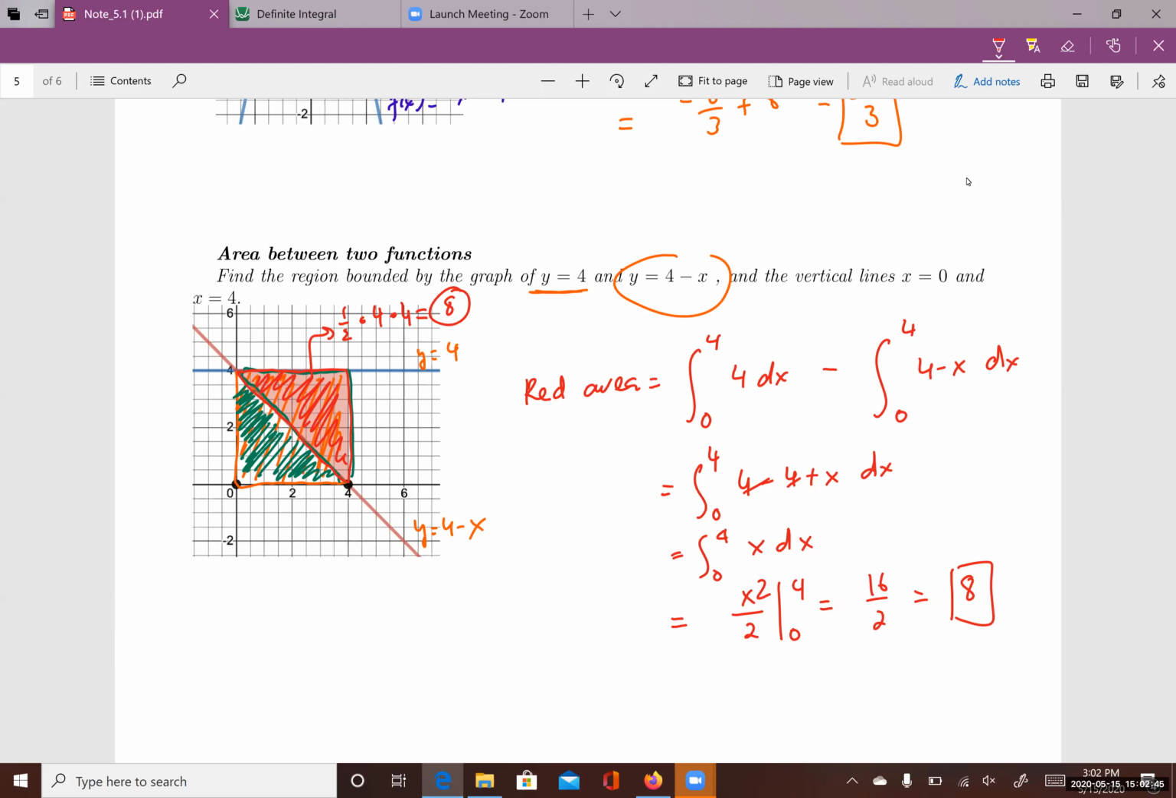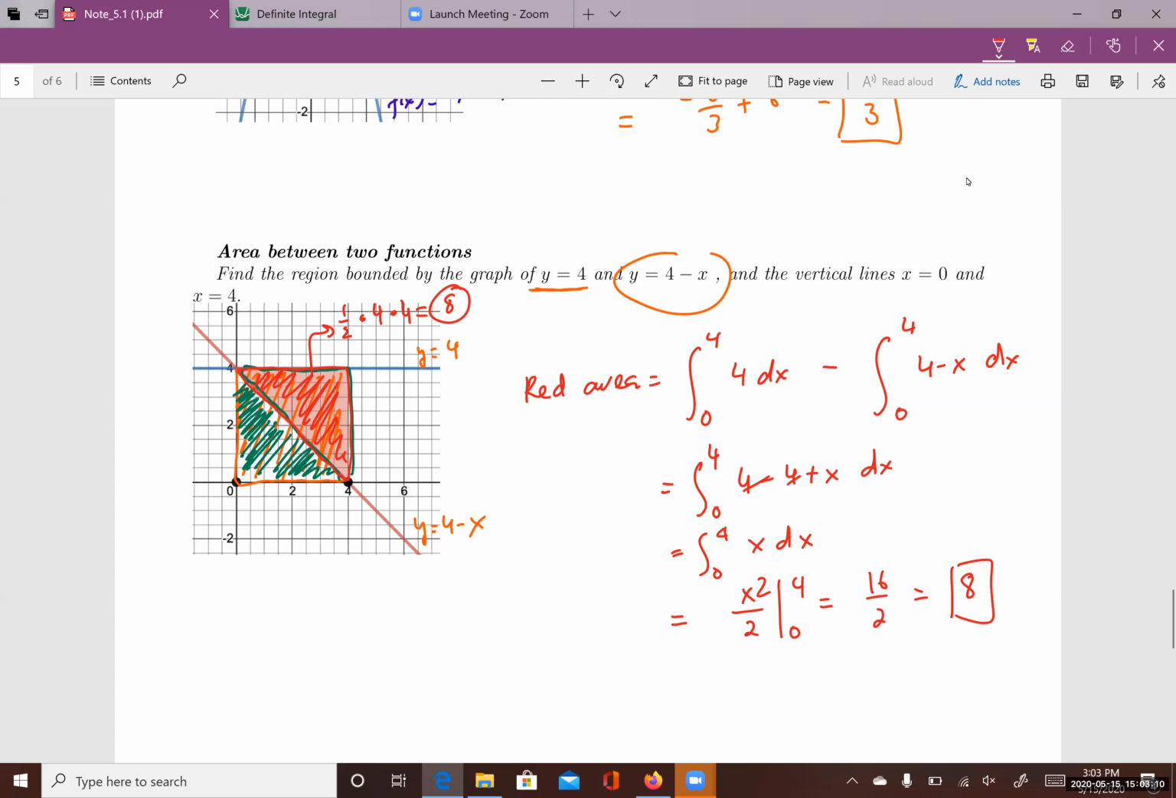Or this red area here is just 1/2 of this square, right? And 1/2 of the square is 1/2 of 4 times 4, which is 8. So using geometry will help you check your answer when you use definite integrals to see if it's correct or not.